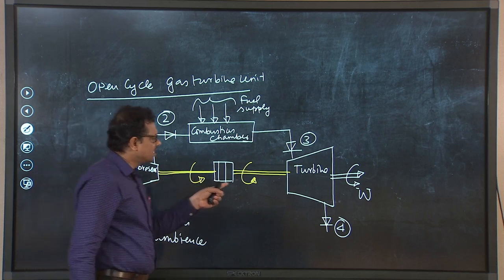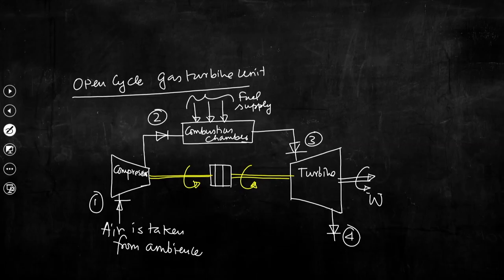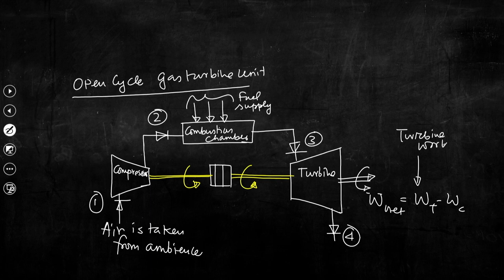Now, essentially the work that we will be getting from the turbine, that is W net equal to W turbine minus W compressor. So, turbine work that would be available at the shaft of this turbine is W T minus W C. So, this is basically turbine work, and W C is the compressor work. So, this compressor work is input and turbine work is output.